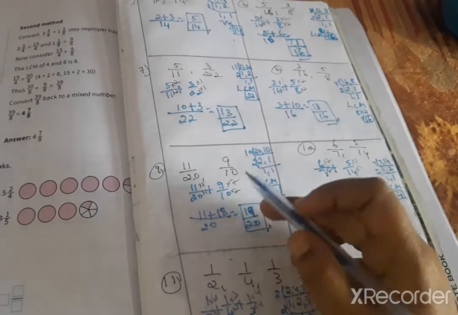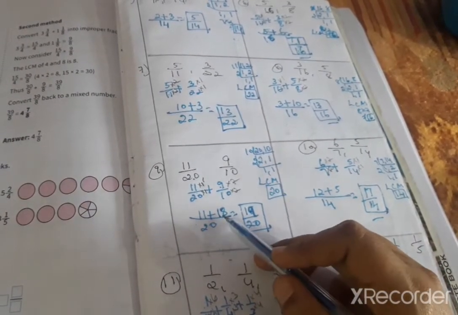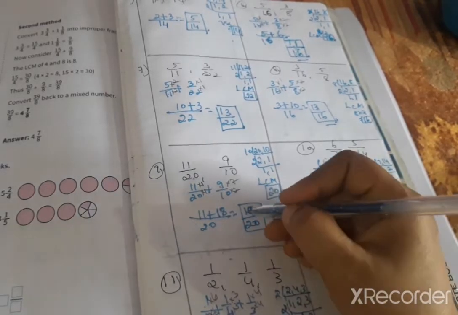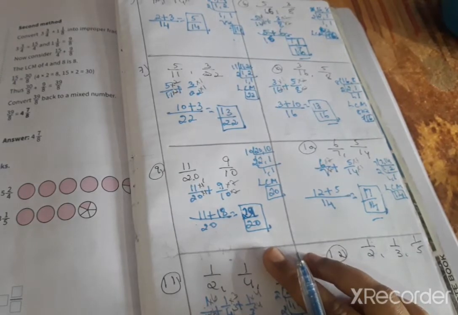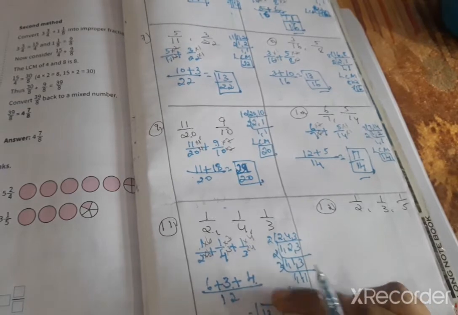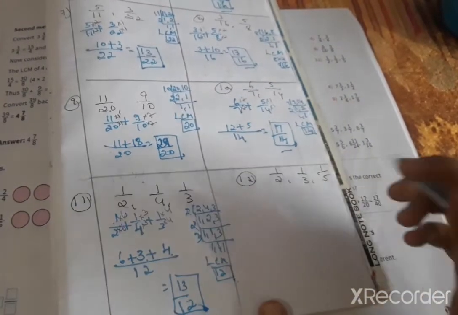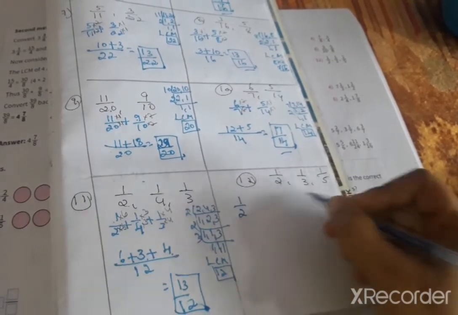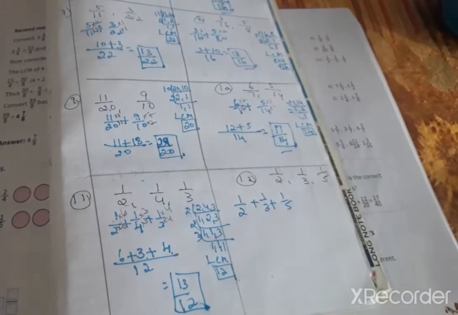So 29 by 20, we can convert into a mixed fraction also. 1 2s are 20 plus 9. Okay. Then here, okay, that is correct. Then 13 by 12 here also we can convert into a mixed fraction. Okay, it's not necessary. Now 1 by 2 plus 1 by 3 plus 1 by 5.